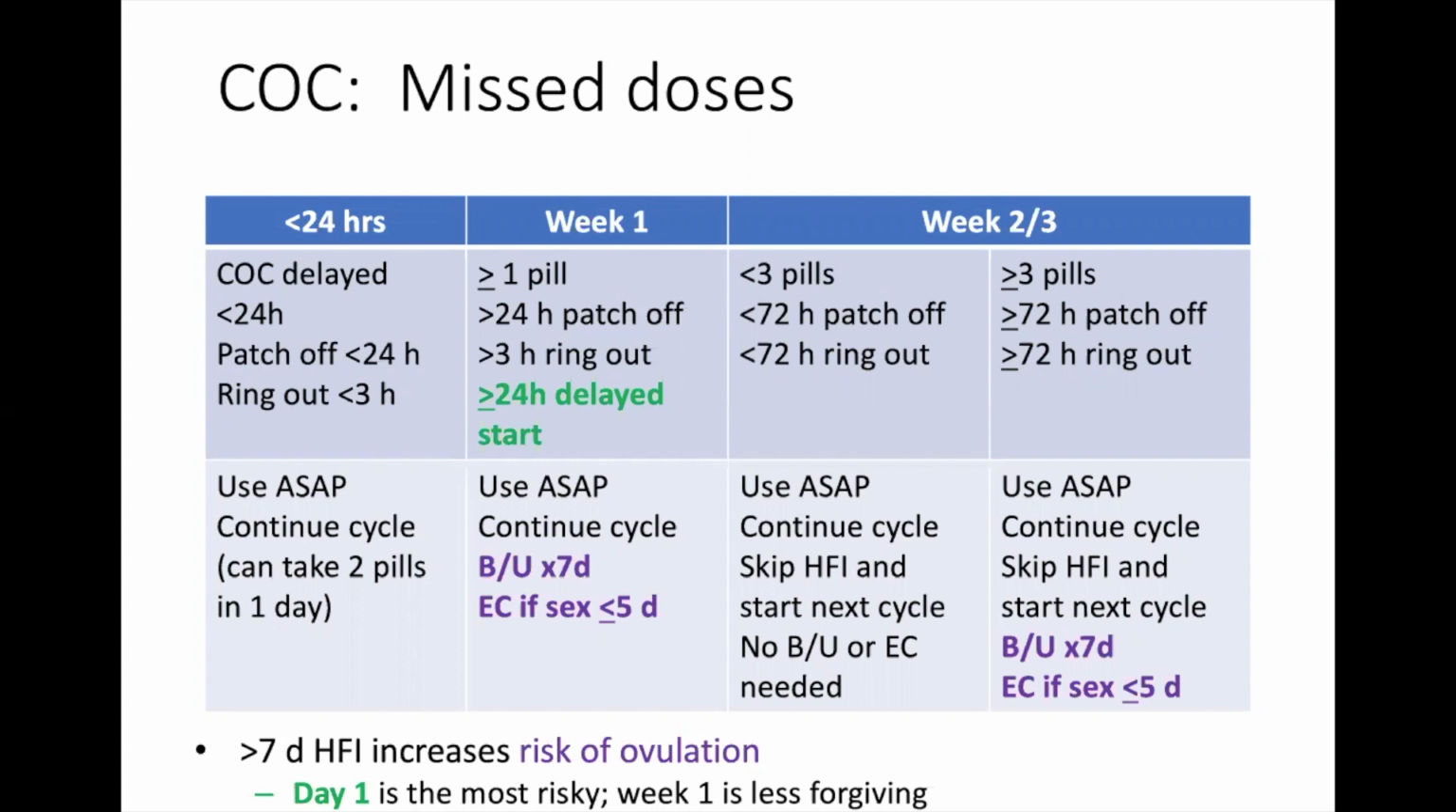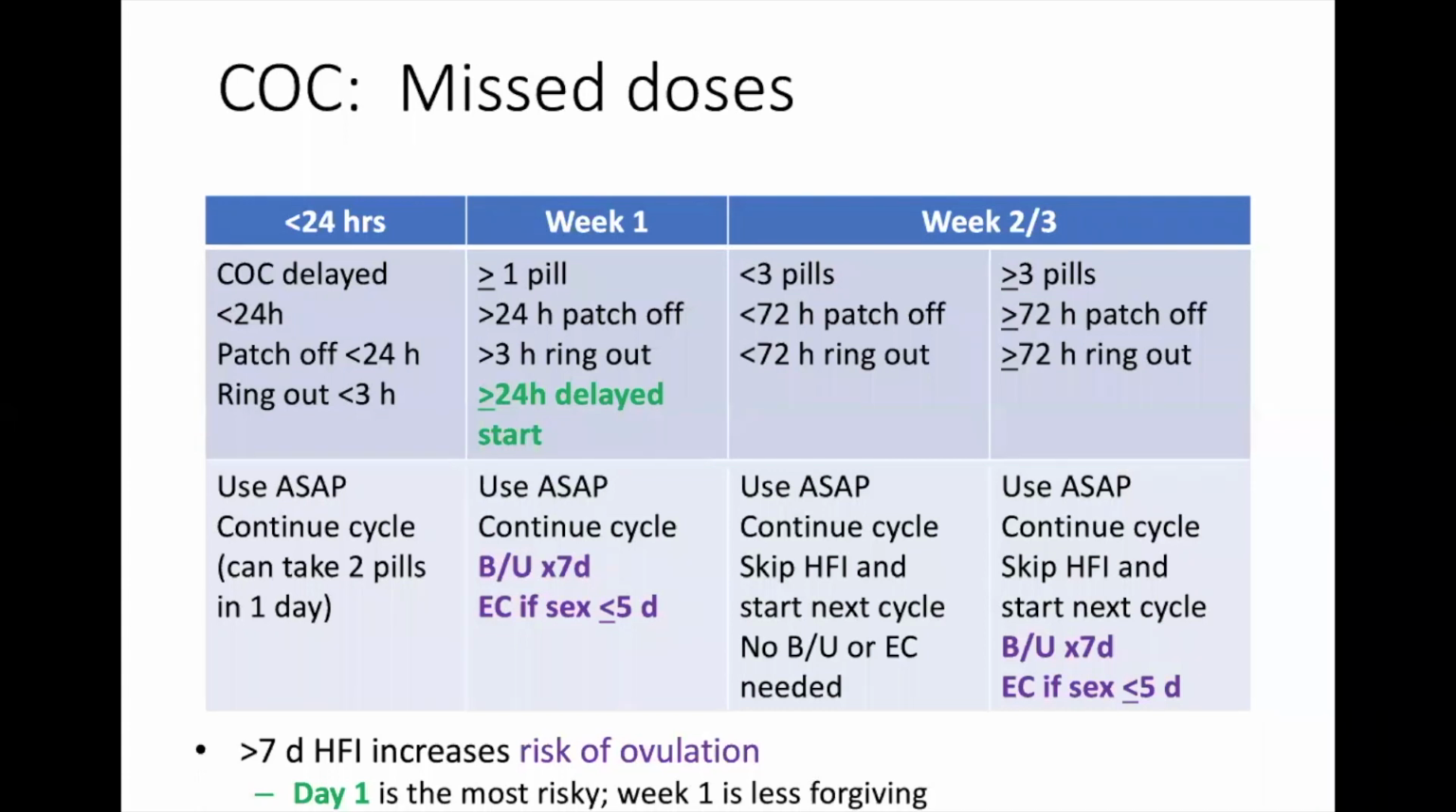Okay. If the delay was in the first week of use, so if you forgot 1 pill, if the patch was more than 24 hours off, or if the ring was more than 3 hours out, okay? So a delay is more than 24 hours. So what we do, we use it ASAP, continue the cycle. You have to use backup for 7 days, and emergency contraception if sex happened in less than 5 days.